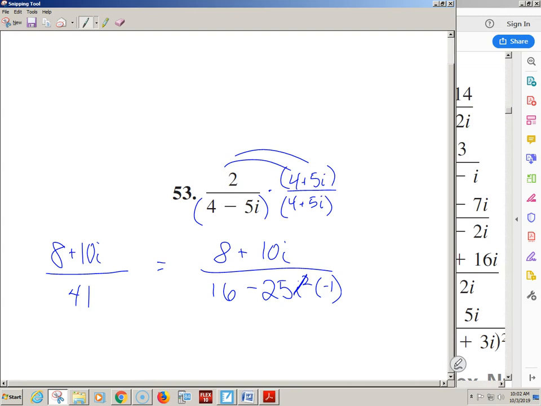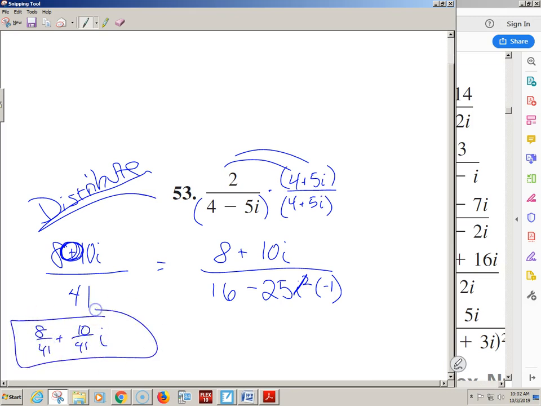What do we do if we have dividing by 41? No, you stop now, right? What do you do? Kind of. Multiply is technically divide, but multiply by the reciprocal. But don't we have to? Here's the key word. Not multiply, but divide. Right? 8 over 41 plus 10 over 41 i. Ah! A plus bi.